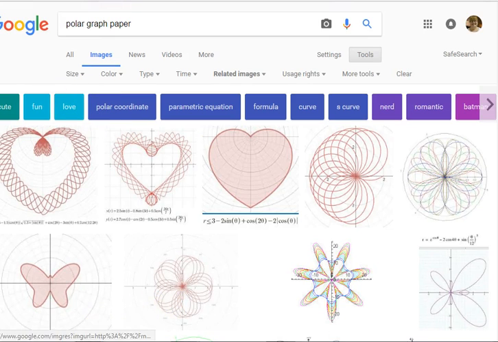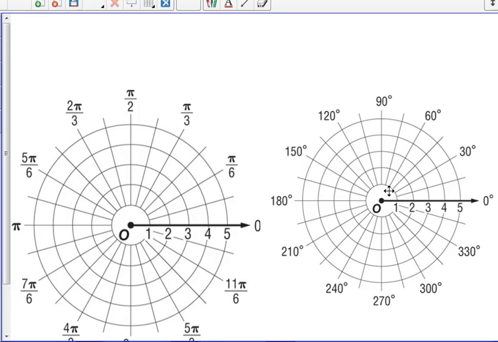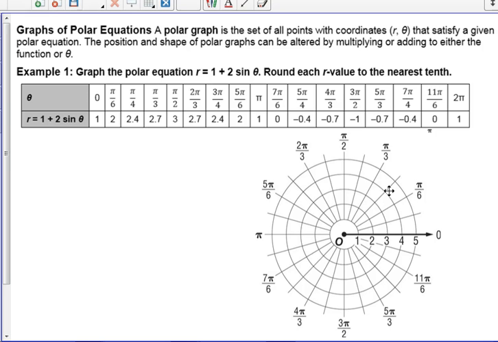All right. Now going back to this. I'm going to do this one by hand just to review how you graph these. Jacob, were you gone Friday before break too?